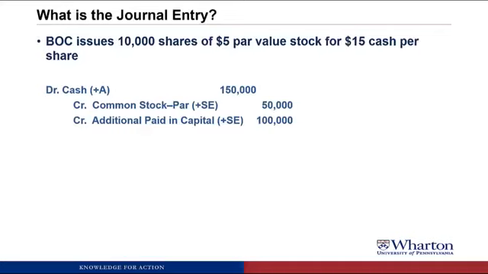We need the common stock accounts to also go up by $150,000, but we have to split it between the par value and the additional paid-in capital. So we're going to credit common stock at par for $50,000, which is $5 par value times 10,000 shares. And then we'll credit additional paid-in capital for the rest, which is $100,000. So now we have $150,000 of debits, $150,000 of credits. We're in balance and we've done the journal entry correctly.